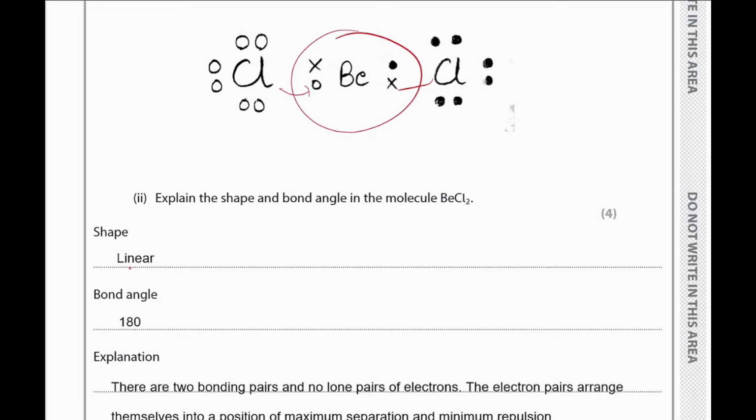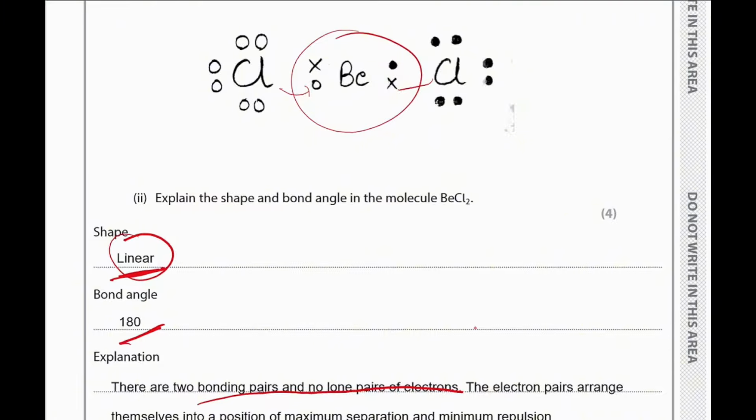Now obviously this is going to be a linear shape, and the bond angle for any linear shape, for instance for carbon dioxide as well, is going to be 180 degrees. Now why is that the case? This is because there are 2 bonding pairs and no lone pairs of electrons, and for a linear shape to happen, you require 2 bonding pairs and no lone pairs. So that is the reason.